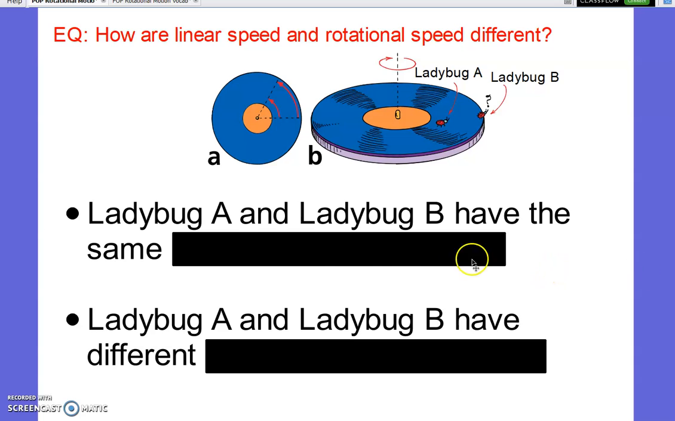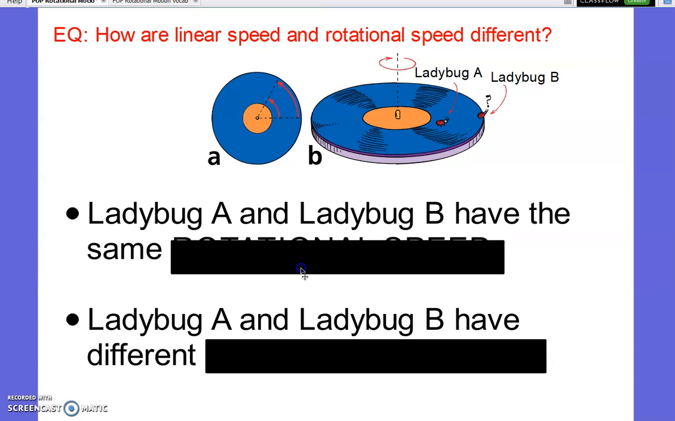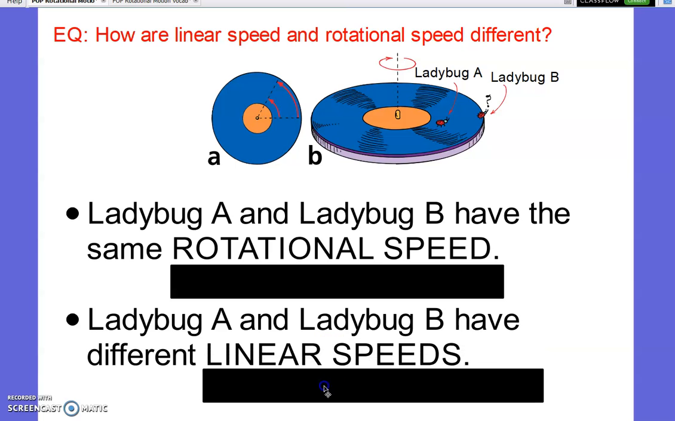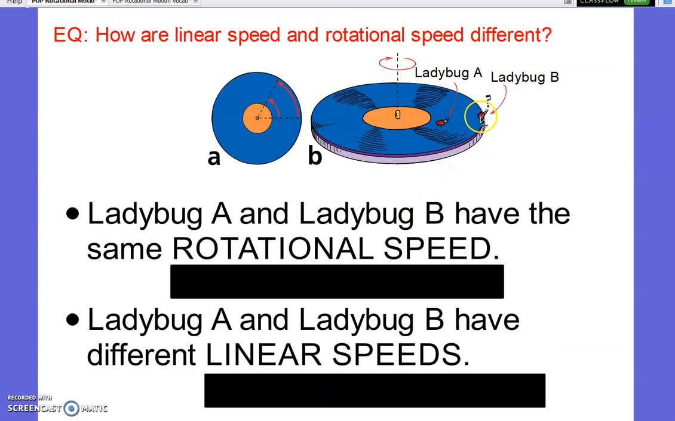All right, welcome back. Ladybug A and Ladybug B have the same rotational speed because they both will go through 360 degrees in the same amount of time. However, Ladybug A and Ladybug B have different linear speeds. Ladybug B goes a further distance than Ladybug A, and so therefore, because they go different distances in the same amount of time, their linear speeds will be different.